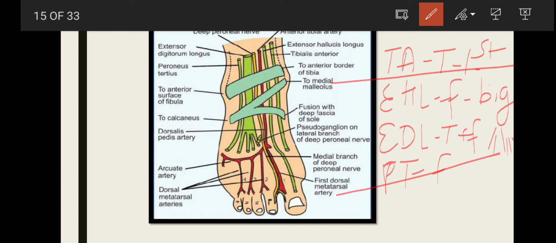From the fibula it goes towards the 5th metatarsal. So these two can be called the extremities. Tibialis anterior: tibia to the first metatarsal bone. Peroneus tertius: fibula to the 5th metatarsal bone, the bases of these bones.